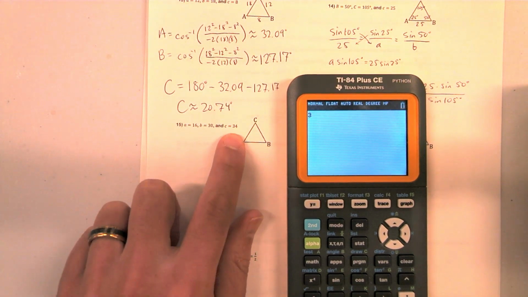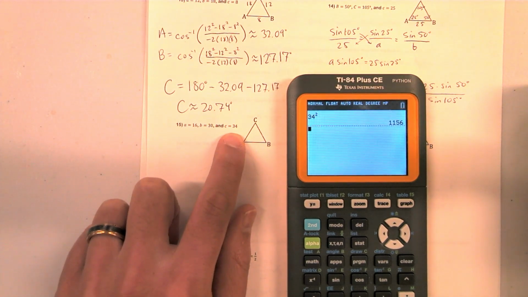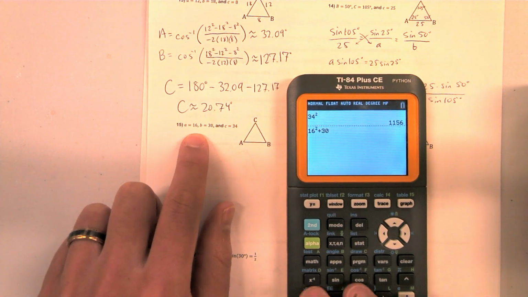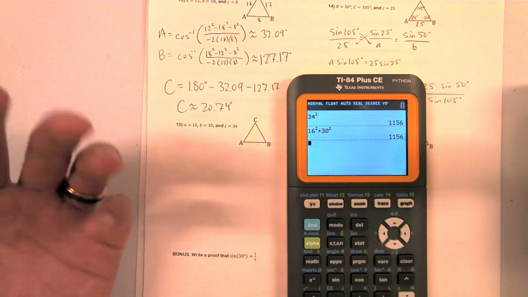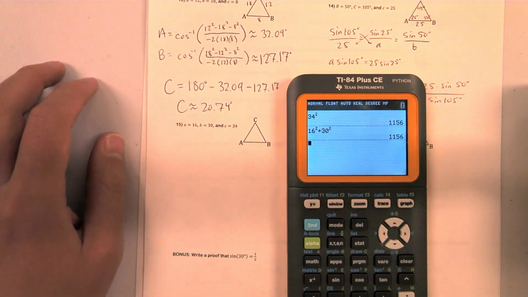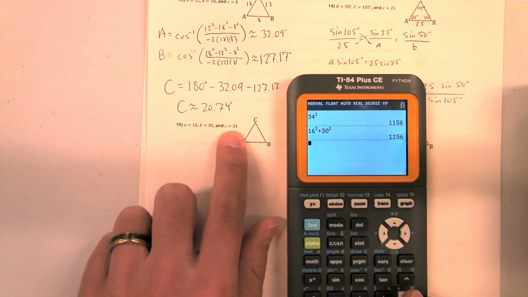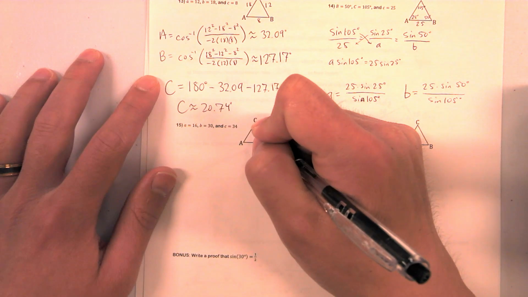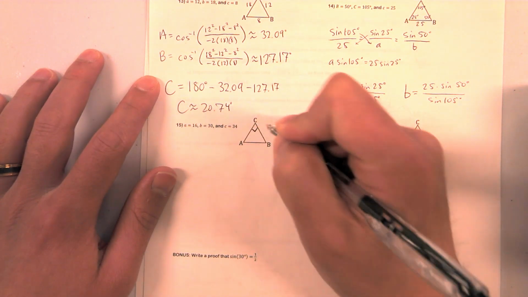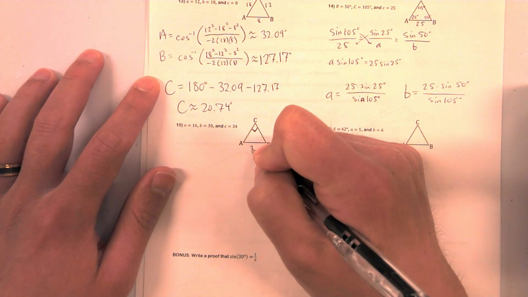The would-be hypotenuse is 34 there. So 34 squared is 1156. Let me see if the two shorter sides squared and summed equals that. And they do. So a squared plus b squared does equal c squared. This is a right triangle. Therefore, the longest side, c, must be opposite the largest angle, the right angle. Just like that, I know that c must measure 90 degrees.